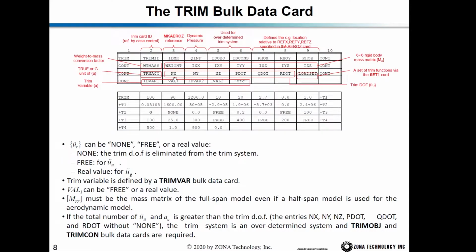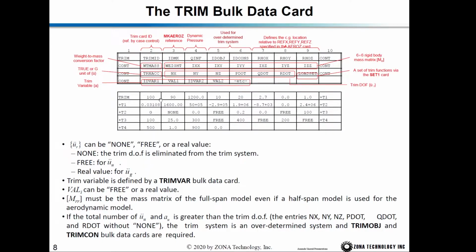And the next one you specify the trim degrees of freedom, which is UR double dot. You have three choices. It can be none, free, or a real value. If you say none here, then this trim degree of freedom will be excluded from the trim problem. If you specify free, that means this is the unknown trim degree of freedom. If you specify a value, then this is the given trim degree of freedom.